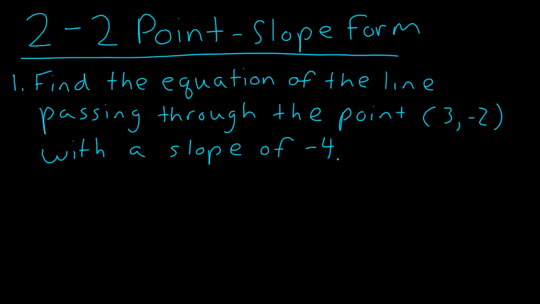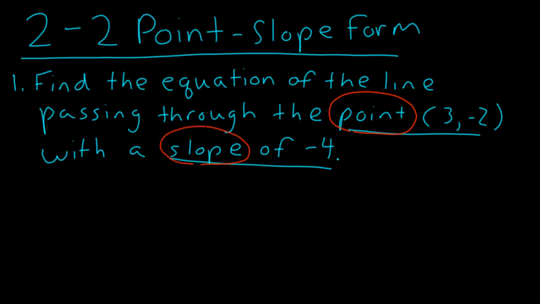So, find the equation of the line passing through the point 3, negative 2 with a slope of negative 4. And I want you to really notice this word point and this word slope, because that's going to lead us to what we call point slope form. Okay, so what is point slope form? Well, point slope form is this. It is y minus y1 is equal to m parentheses x minus x1.